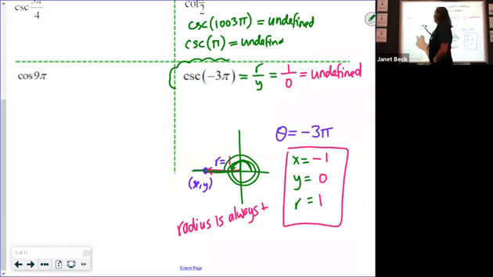Okay, so I've done that one for you. You try this one now. Try the cosine of 9 pi.